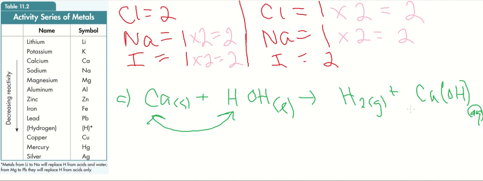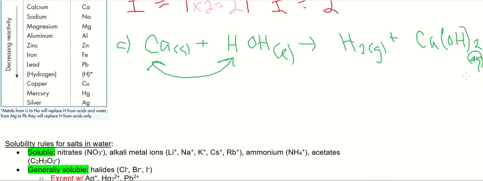let's balance this. Calcium has a two positive charge, and hydroxide is a polyatomic ion with a one negative charge. So that's going to be two there. This is good that we're leaving it written like that, HOH, because it does make it easier to balance sometimes. So I'm going to do that and rewrite it at the very end.